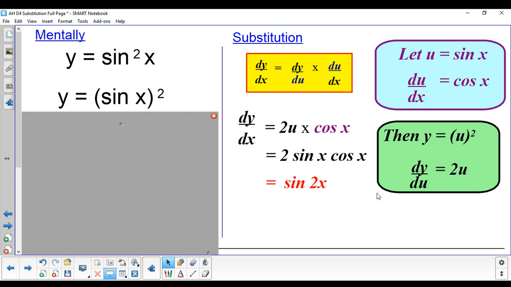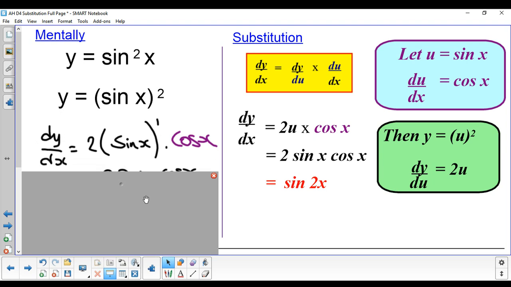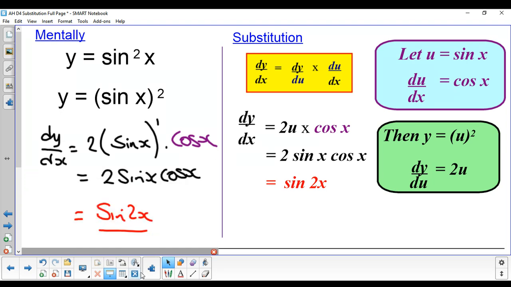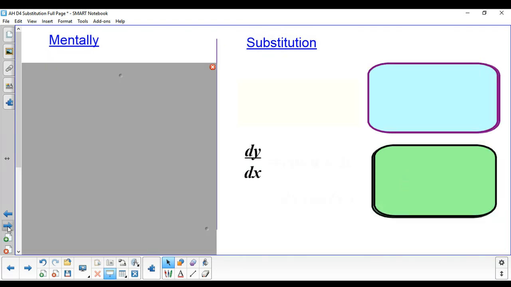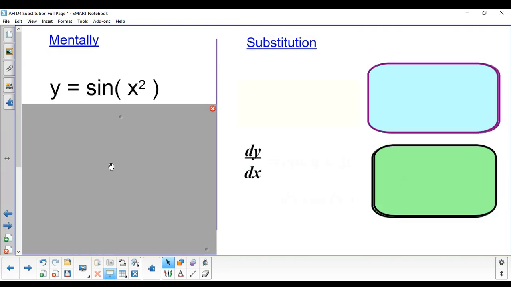Be super smart. How would you do it mentally? Because to be honest, I wouldn't use substitution. I'd bring the 2 down to the power of 1, but then the chain rule brings out cos x. So then you can have 2 sine x cos x, and you could make it sine 2x as well. So again, I'm picking ones that you don't necessarily need to use substitution for, but showing you it's available to you.